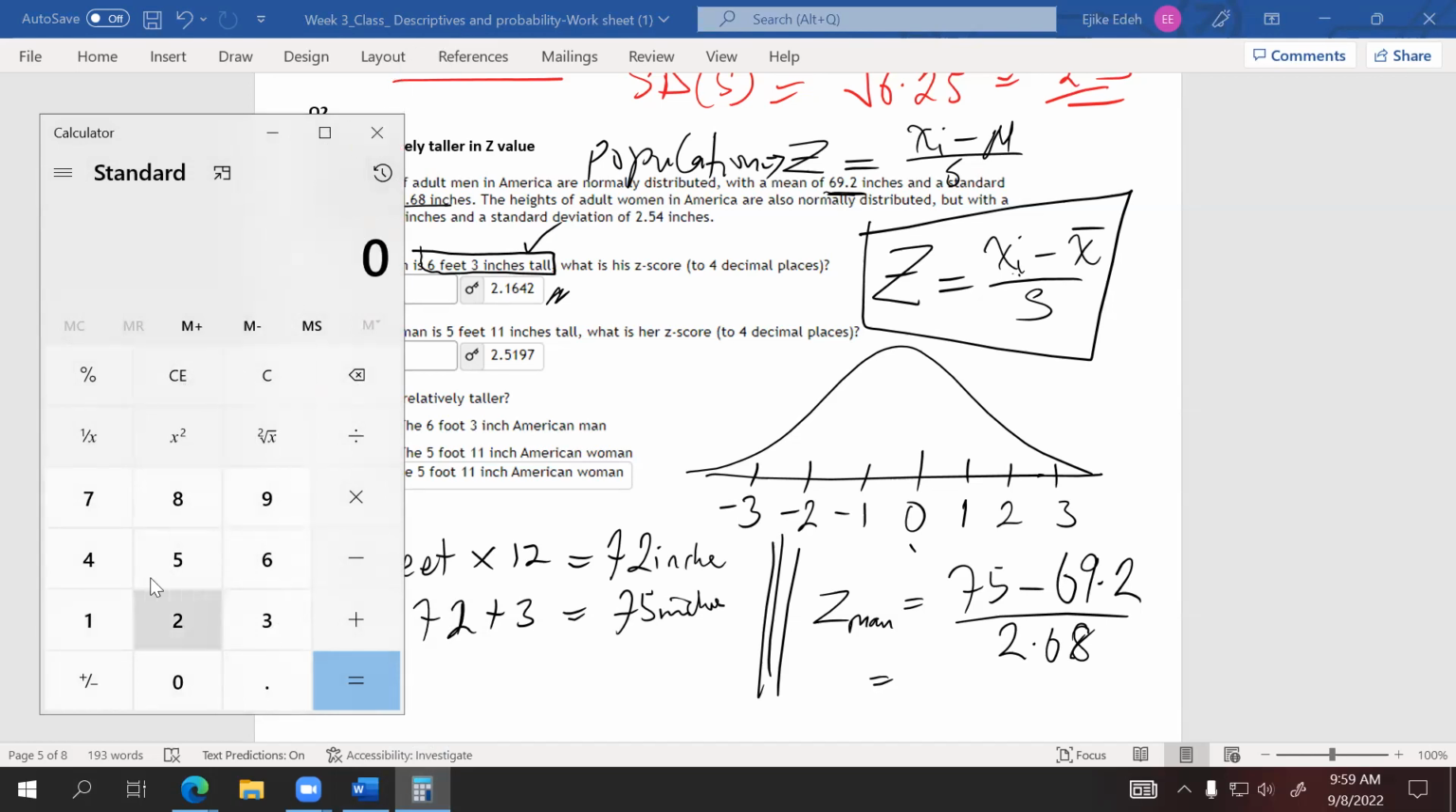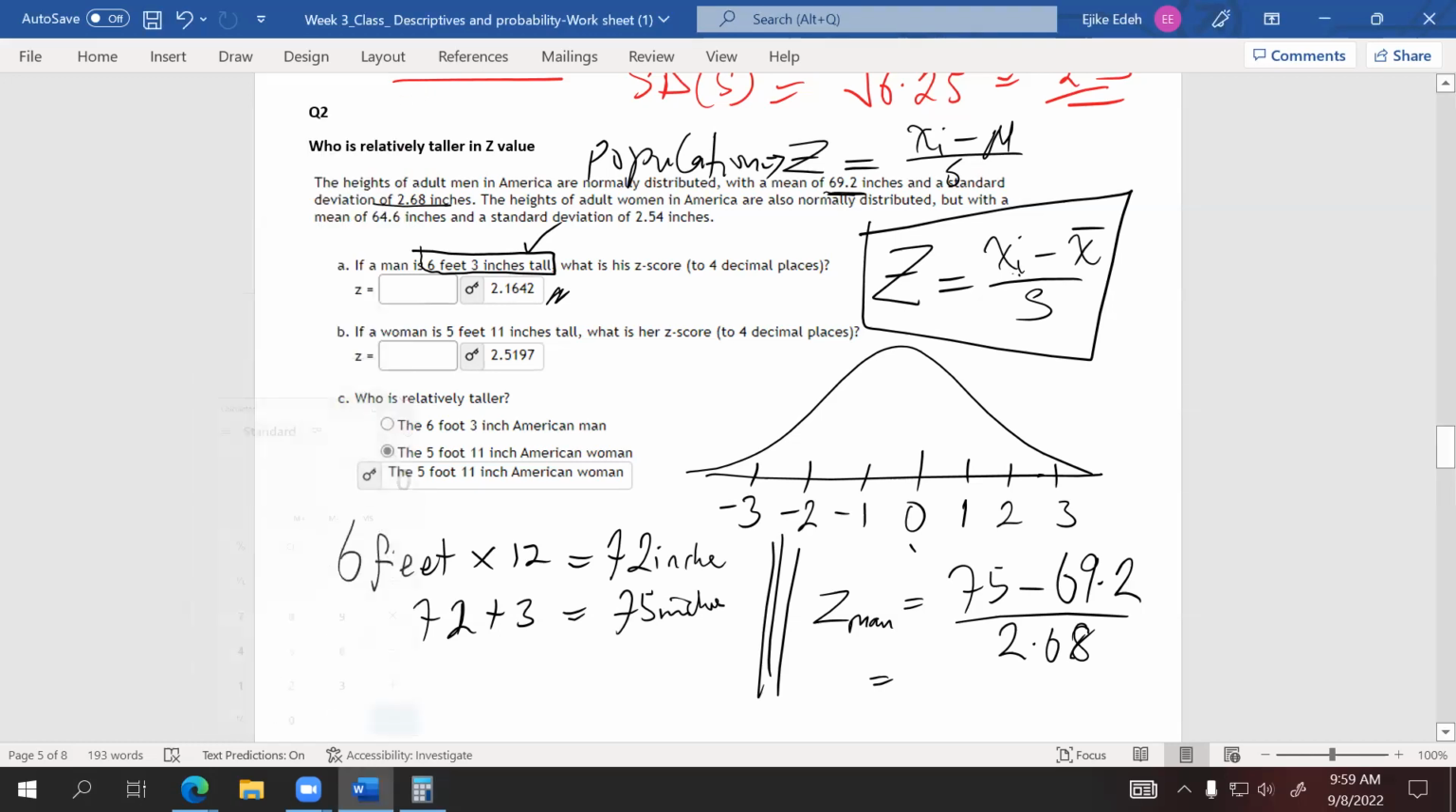Let me be faster than what I'm doing. So anybody got an answer? Say louder, please. 2.16. Can somebody help confirm that? Yeah, thank you. So we have 2.16, and that is the Z value, and that is what we have here, right? Our answer was rounded to 2 decimal places. So we pay attention to the instruction. The instruction here says 4 decimal places, but we're okay. We know what we're doing.